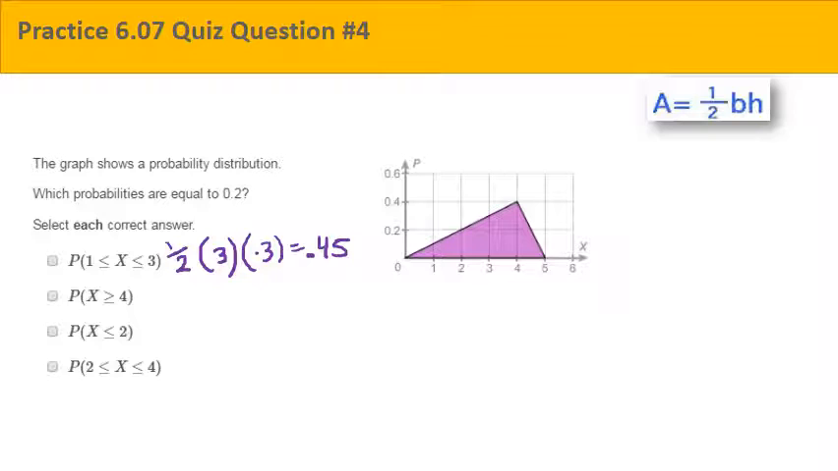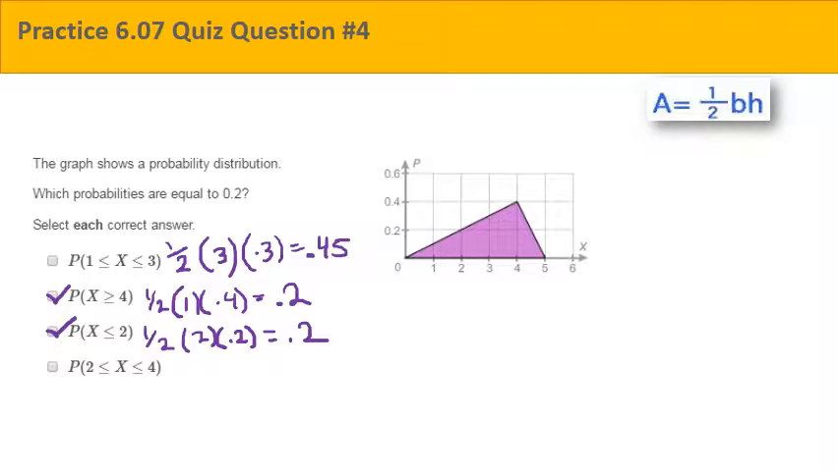So the height greater than 4, so at 4 and greater, that's going to be the 1/2 times base, which would be 1, and the height, which would be 0.4, which gives you a 0.2. So that one is equal to 0.2. Let's look at the next one. So x is less than 2. Okay. So in that triangle, my base is 2 units. My height is 0.2. Put that in your calculator and you get 0.2. So that one is equal to 0.2.